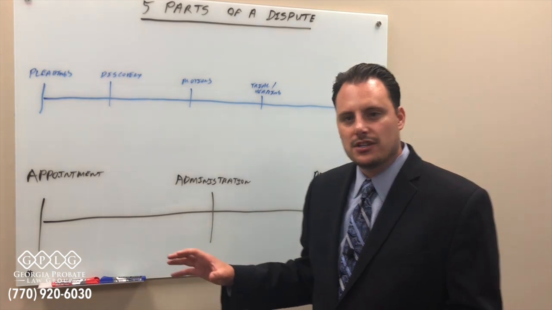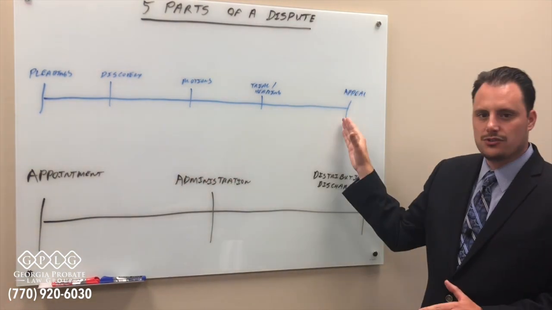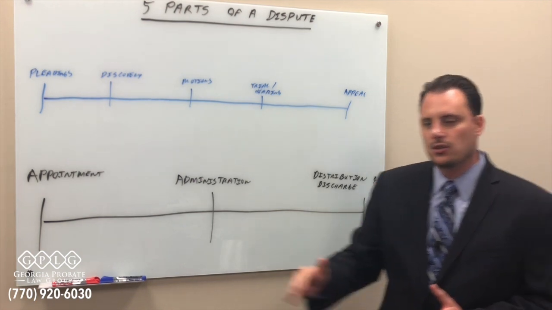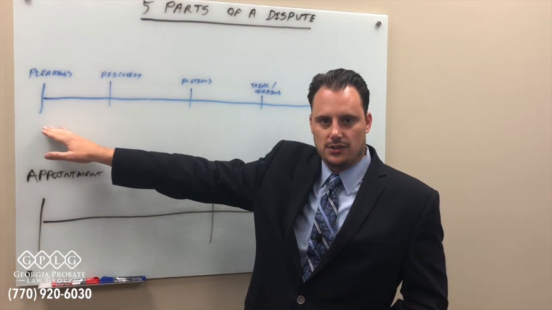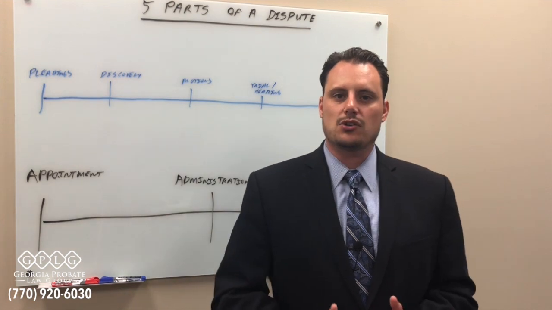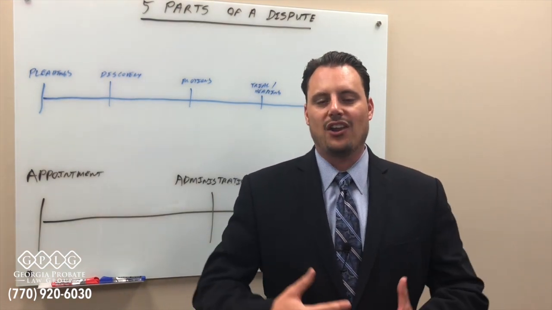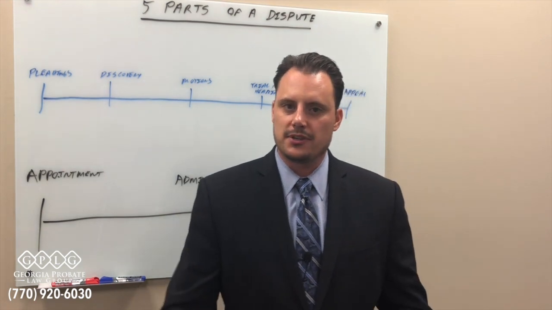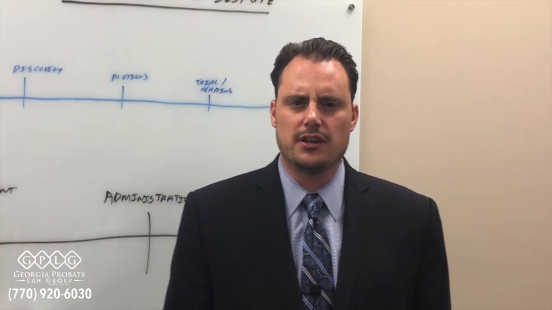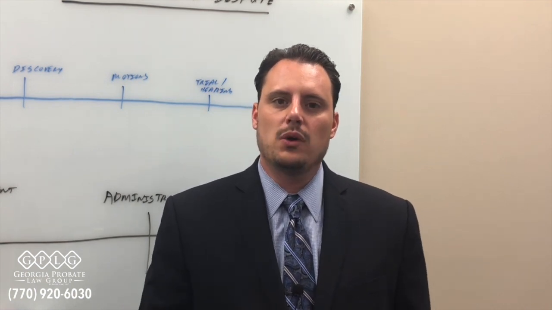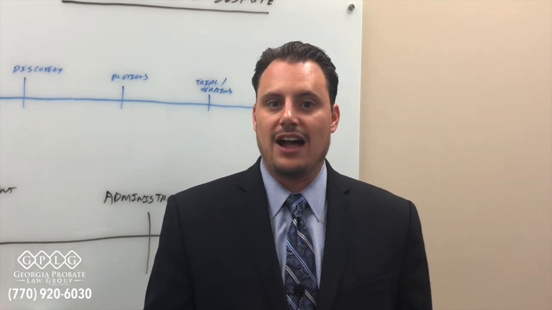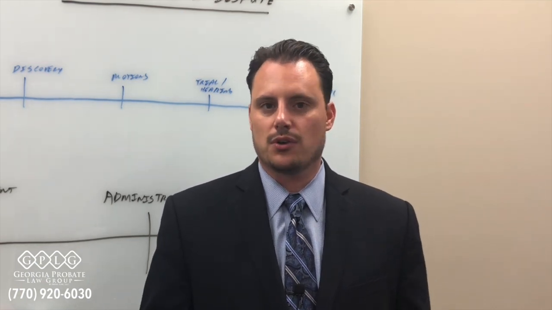As I mentioned, there are 5 phases or 5 parts of every dispute. The first part, and the first thing that's going to happen, is pleadings. Now, what are pleadings? Pleadings are just when you make a formal allegation or accusation against the other party. I'll give you some examples. In an estate situation, a pleading or an allegation may be, I think that the will you've presented to the court is fraudulent or invalid, and I think that the court should overturn that will.